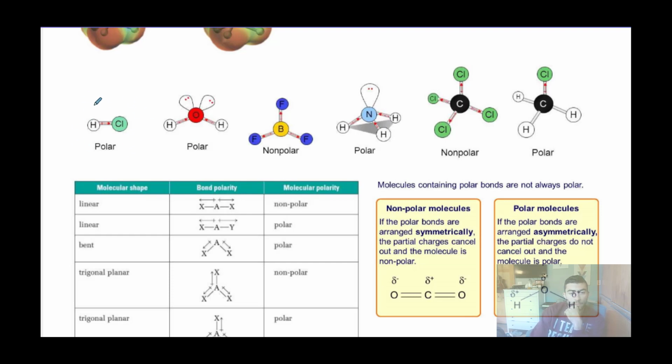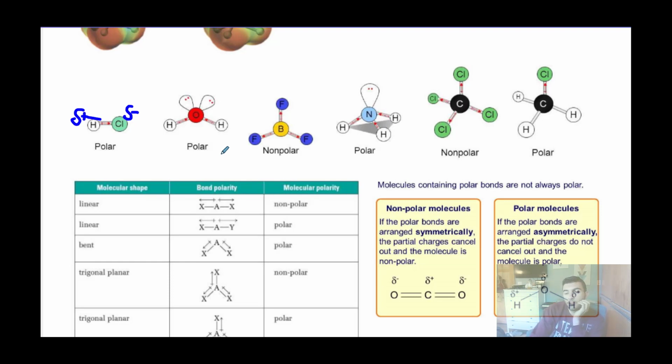HCl, right, a linear molecule that's polar because the chlorine is pulling the electrons more towards itself than the hydrogen. We went over the fact that water is polar. BF3 is nonpolar. It's a trigonal planar molecule, and the boron-fluorine bonds are all identical. So although they are polar towards the fluorine, they're pulling equal and opposite each other. So their effect of pulling the electrons away from the boron basically cancels each other out.